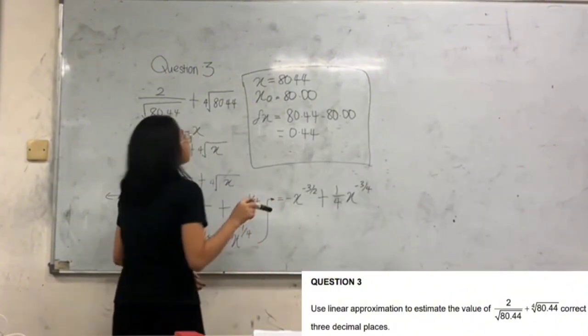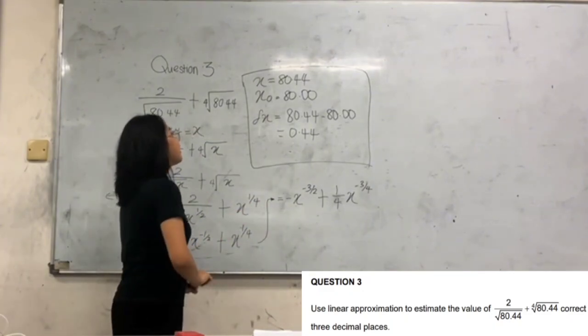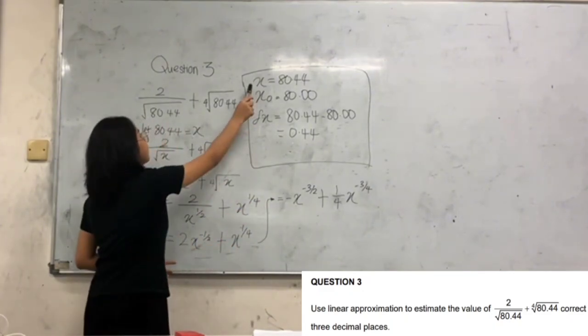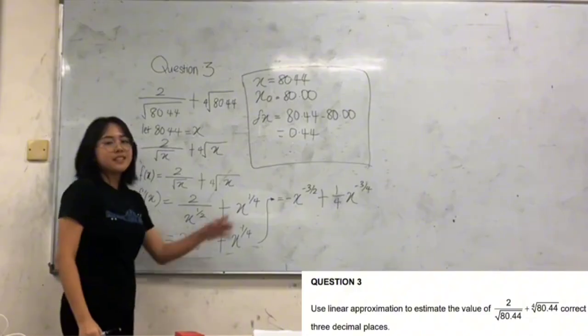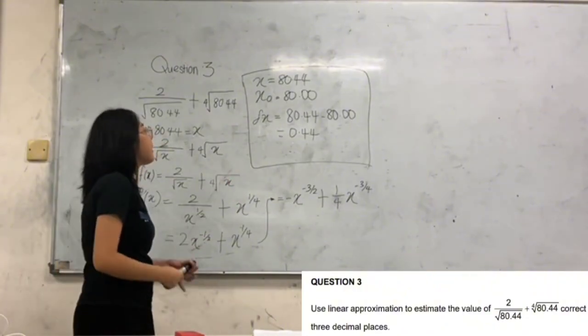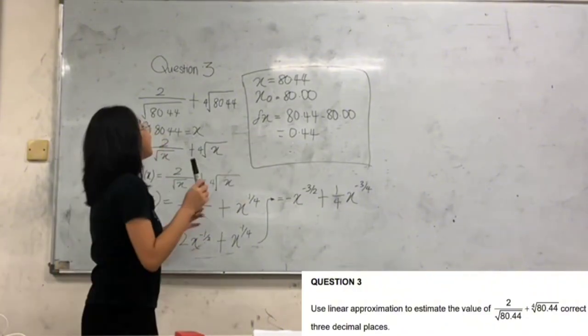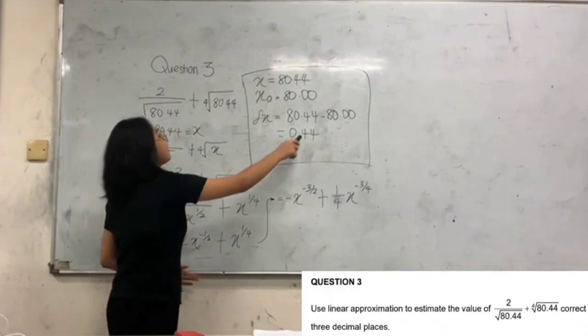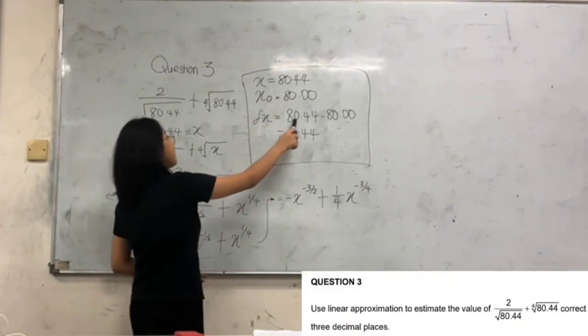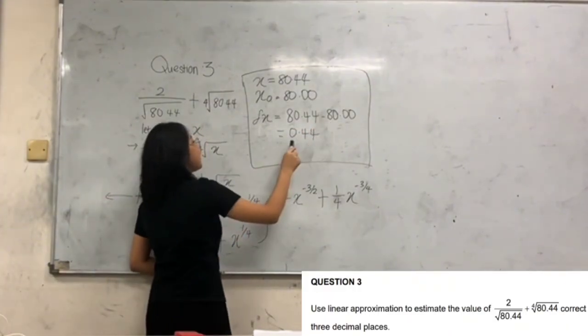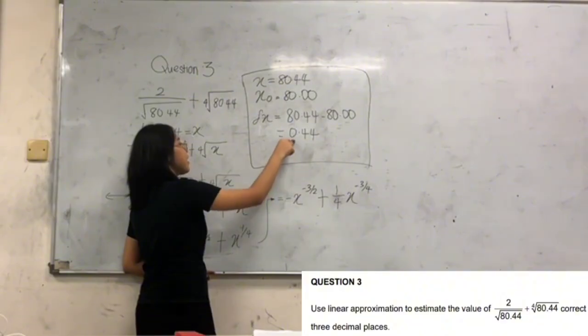We go find the x naught. So x naught is the nearest number of the x value. 80.44 is near to the 80. We go find change in x. So change in x, we need to minus x naught from the x. So 80.44 minus 80 equals 0.44. So this one is the change in x.